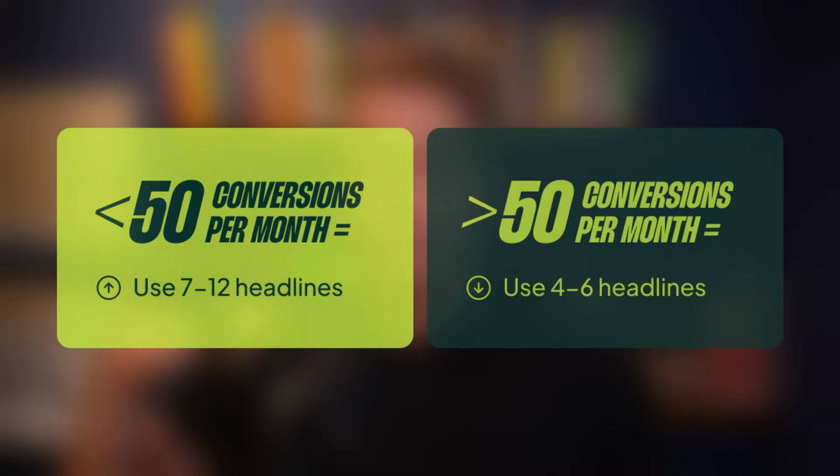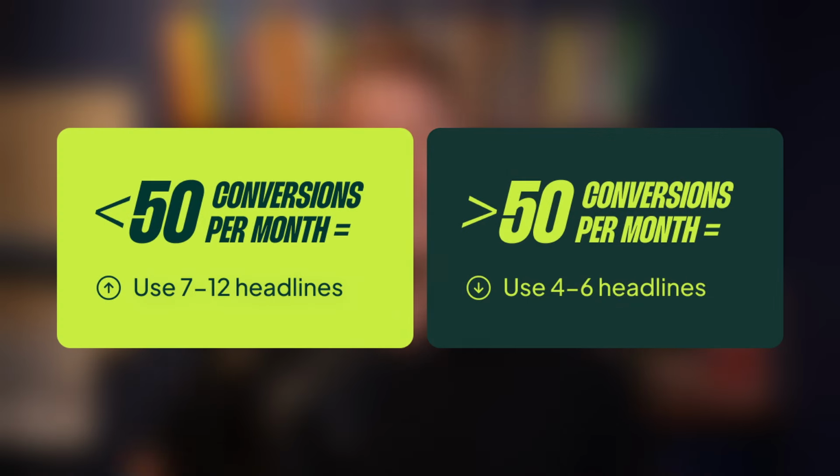So my rule of thumb that I want you to follow is if you have more than 50 conversions per month, then you can step up and use 7 to 12 headlines. If you have less than 50 conversions per month in a campaign, then you use 4 to 6 headlines. Most people should be using 4 to 6 headlines. Yes, Google says you need to use 15, and no, you shouldn't.